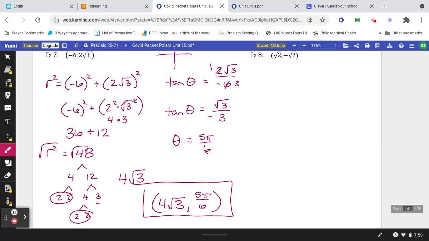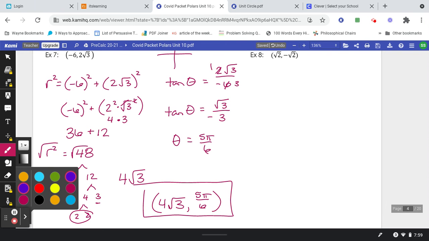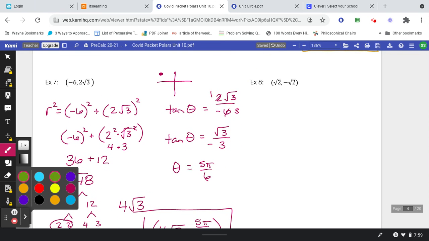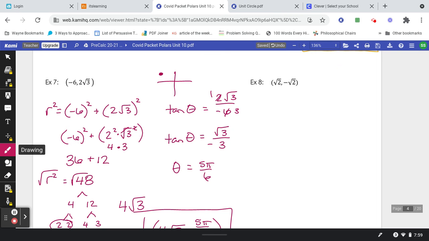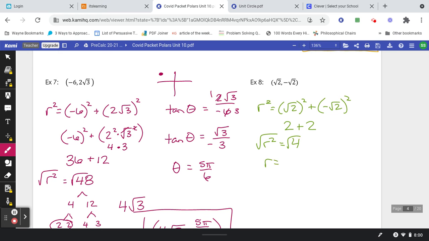Last one. Again, another good time to pause the video, try the problem, make sure that you can do it. So hopefully you got a chance to try it. R equals 2. And then for tangent, kind of ran out of room there. Sorry about that. Negative radical 2 over radical 2.